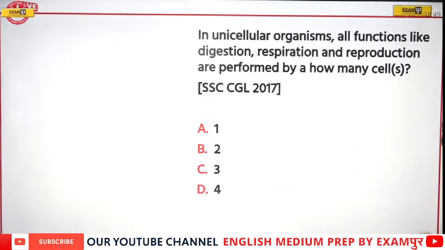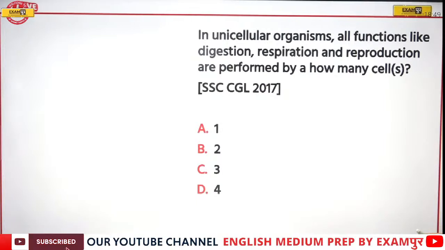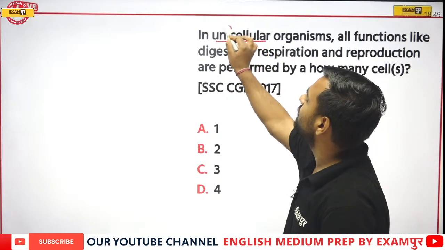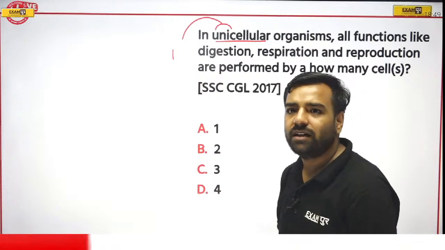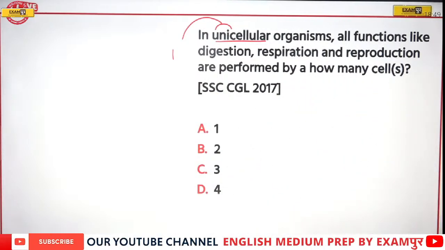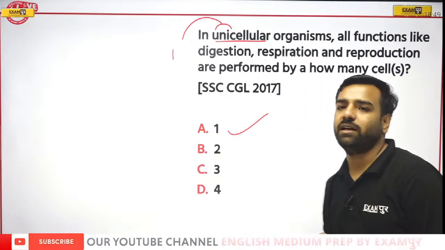Next, in a unicellular organism, all the functions like digestion, respiration, reproduction are performed by how many cells? Now just have a look. We are talking about a unicellular organism. That is, they have just a single cell, correct? So in a unicellular organism, all the functions like digestion, respiration and reproduction are performed by just a single cell. That is option number 1 will be correct.